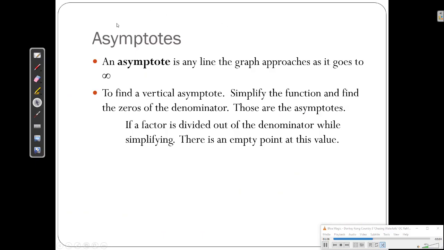So, what I just said, here's the definition of an asymptote: any line the graph approaches as it goes to infinity, really in any direction.